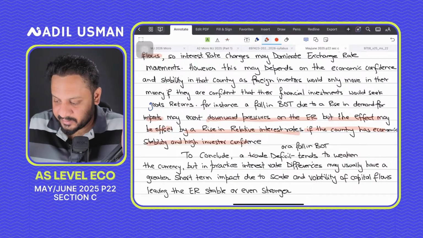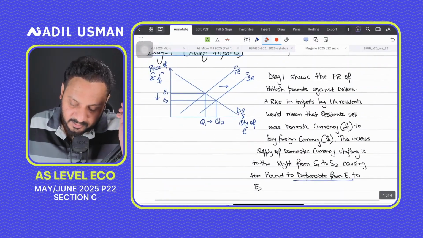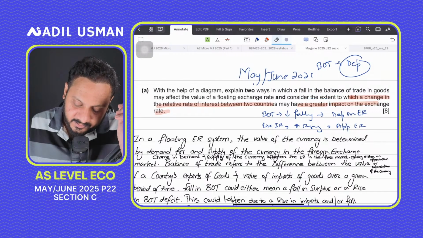Rohil Basir, is that clear? Khatija, is that clear?